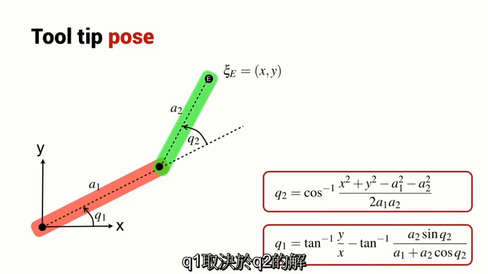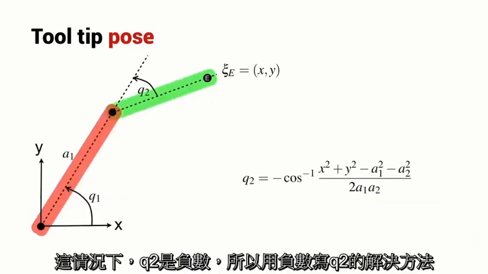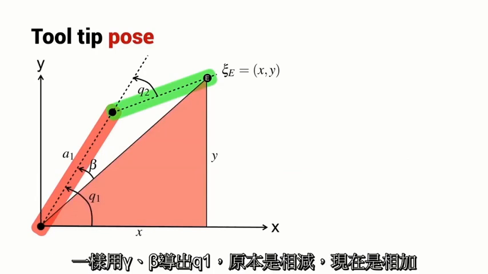You notice that the two equations are not independent. The equation for q1, in fact, depends on the solution for q2. In this case, q2 is negative, and we're going to write the solution for q2 with a negative sign in front of the inverse cosine. Now we need to solve for q1, so we're going to introduce this particular red triangle, the angle beta that we saw previously, and the angle gamma, which is defined in terms of y and x.